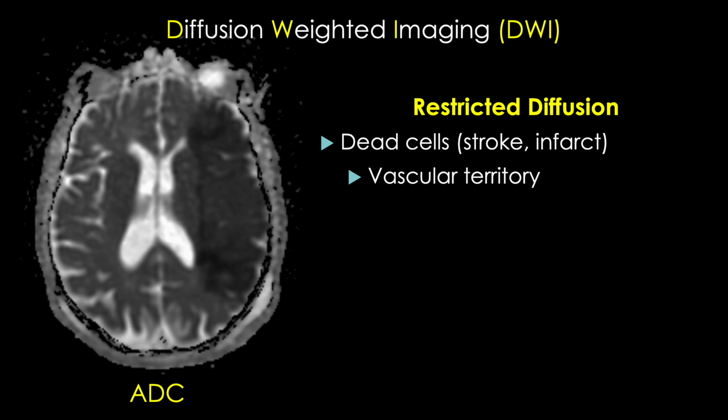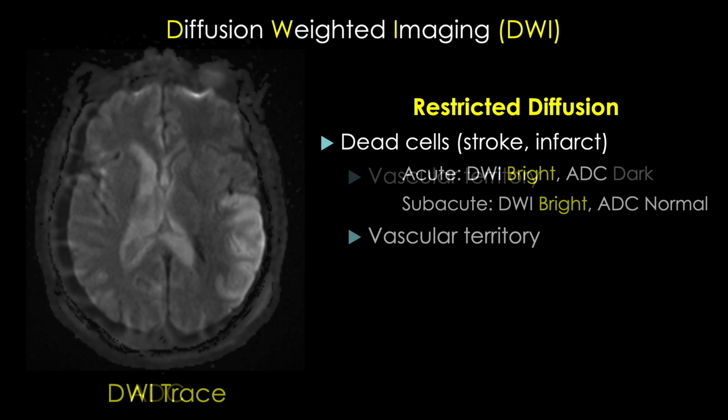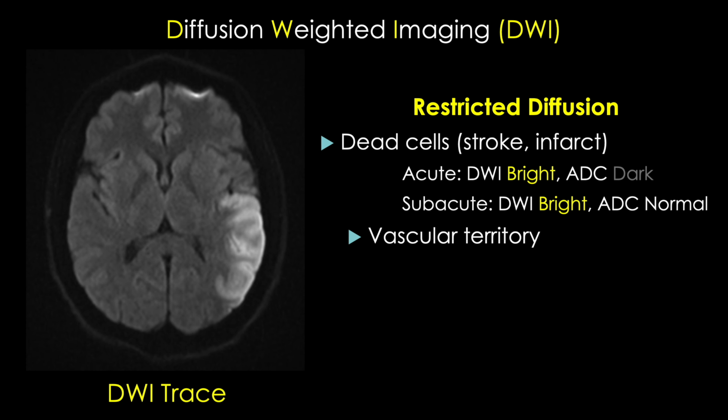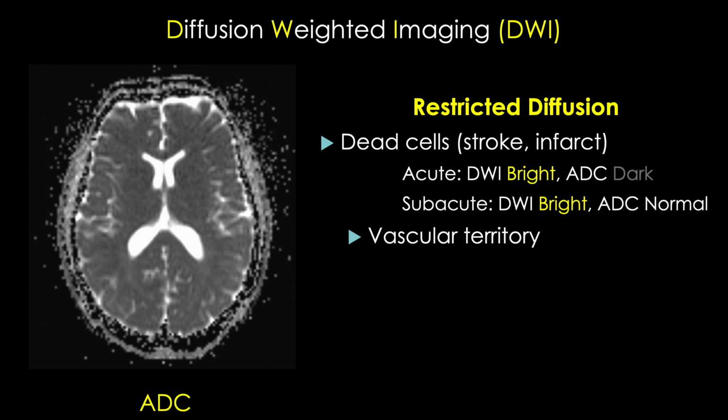Keep in mind that as the stroke ages and becomes more subacute, the DWI trace and ADC images change at different rates. The ADC image is the first to normalize back to the intensity of the normal healthy brain parenchyma. So when we have abnormally bright signal on the DWI trace image and normal signal on the ADC image, in a pattern suspicious for a stroke, we know enough time has passed to where it is now subacute.